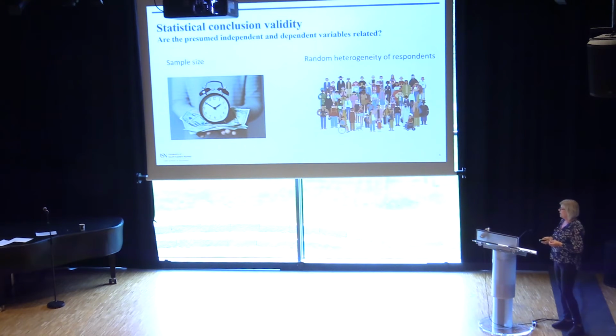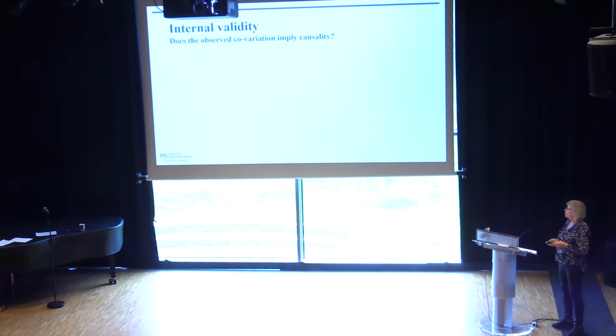And then the second type of validity is internal validity, because even if we do observe a relationship between two factors, does that mean we can imply causality? So is it A that causes B, or is it in fact something else? There are many threats to internal validity. I will talk about two.